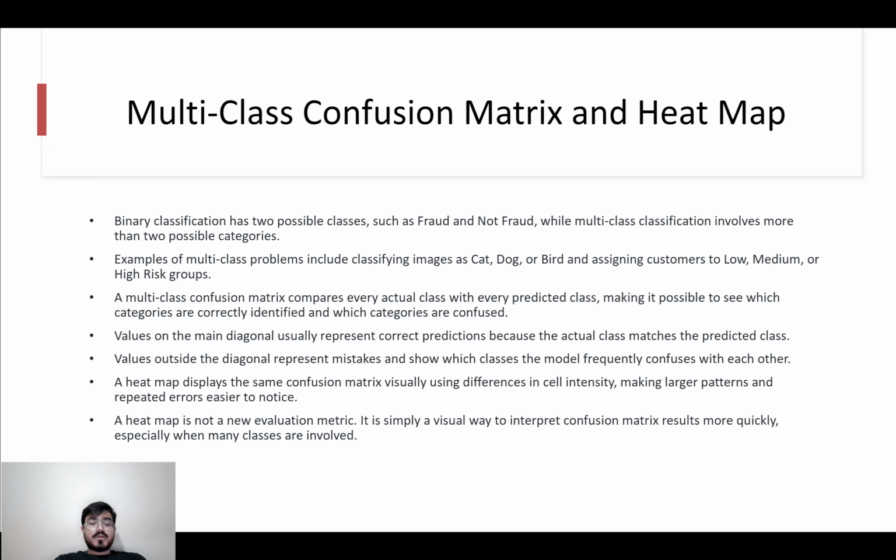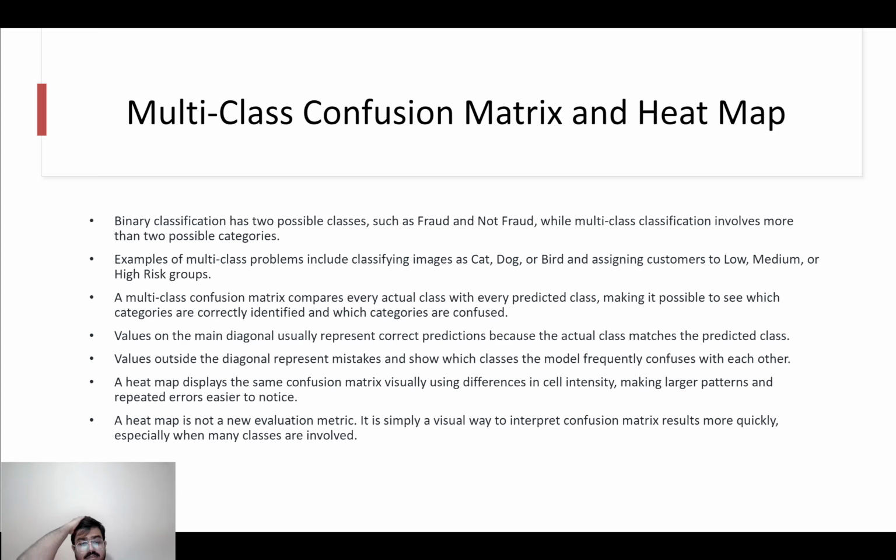So far, we have focused on binary classification, where the model predicts only two possible classes, such as fraud and not fraud. However, not every machine learning problem has only two classes. Many real world applications require the model to choose among multiple categories. This type of problem is called multi-class classification. For example, an image classification model might identify whether an image contains a cat, dog, bird, or horse. Similarly, a customer classification system might group customers into low risk, medium risk, and high risk categories.